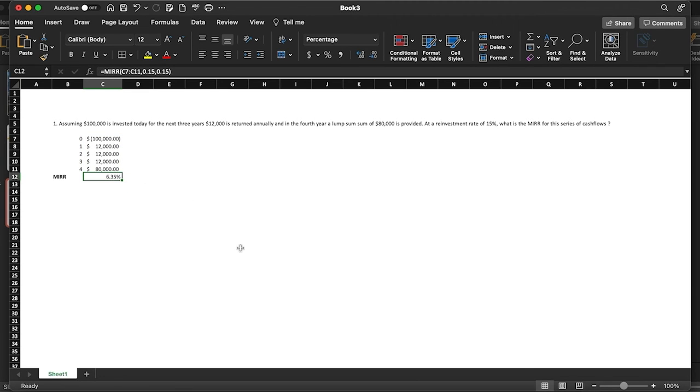And there you go, guys. We have a modified internal rate of return of 6.35%.